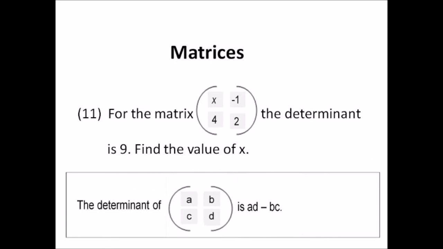And we move on to number 11. Our next matrix type problem: for the matrix X, negative 1, 4, 2, the determinant is 9. Find the value of X. And again, they give you this. The determinant of a matrix A, B, C, D is AD minus BC. Once you know that, just put your numbers in and work it and get your answer for X. So I want to expose you to different type questions they can give you for matrices so that you can work them. Look back at the other tests we did and you'll see other type questions that they could possibly give you.